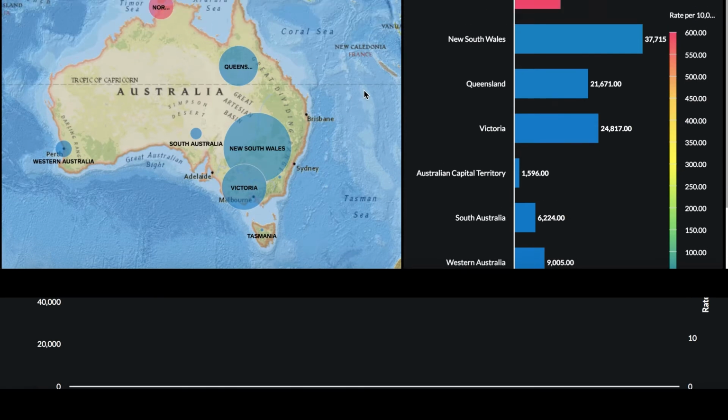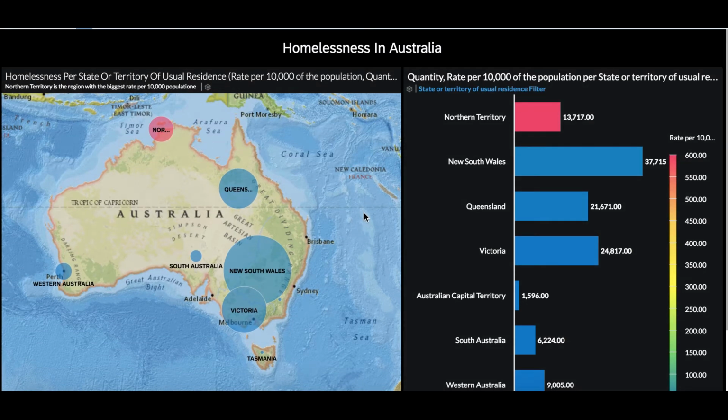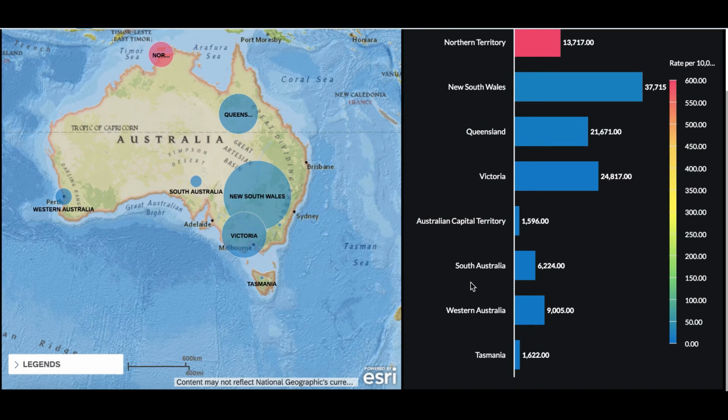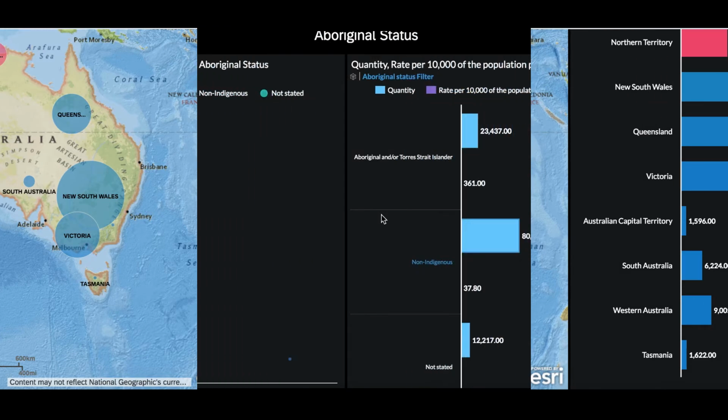2008. Moving forward to the map chart, we can see that in terms of numbers, there are more homeless people in New South Wales, which is the most populous state in Australia. However, the map and chart show that the Northern Territory is the state with the biggest rate per 10,000 of the population. On the other hand, Tasmania has the smallest rate of homeless people per population. The state is also the second lowest in terms of quantity of homeless people.